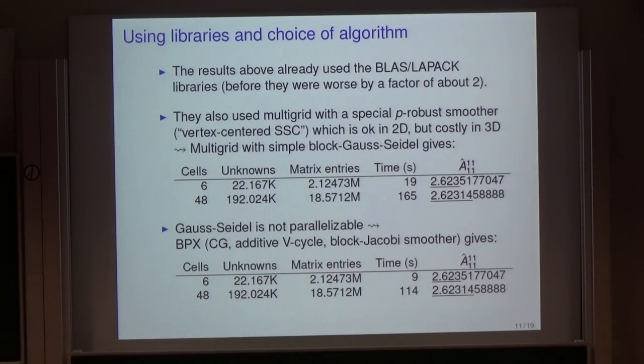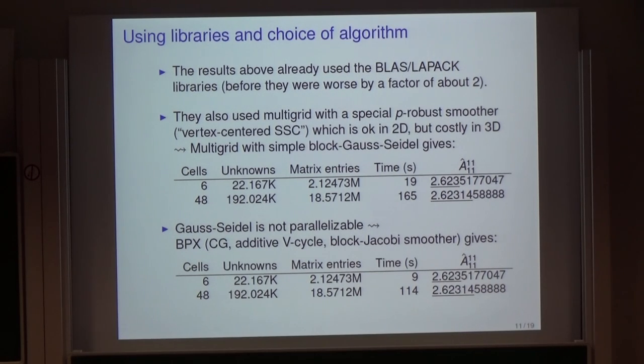Using libraries and a choice of the algorithm: what I observed was that I indeed did not use the linear algebra libraries, they somehow weren't switched on. When I used those, I got a factor of two, which leads to the results I've shown before. And then I saw that the calculations were done in the course of my habilitation thesis, where I examined a special smoother, which was robust and had good properties with respect to going to higher degrees of polynomial approximation on these cells.